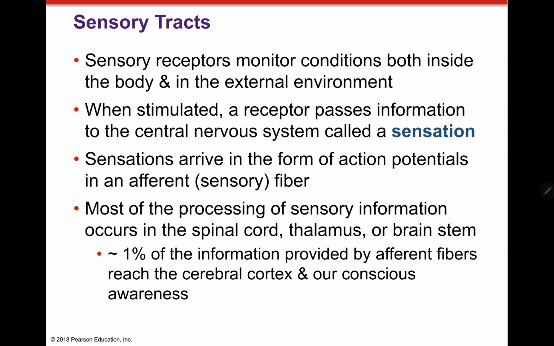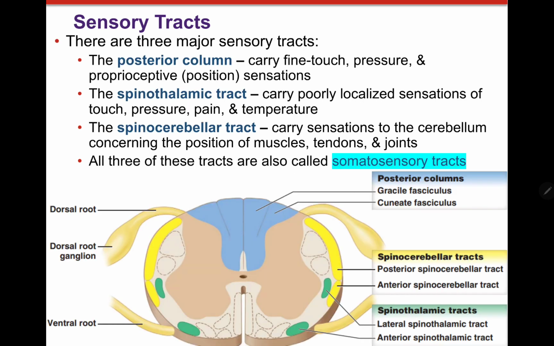When we're looking at the sensory tracts, we have sensory receptors that monitor conditions both inside the body and in the external environment. When these sensory receptors are stimulated, a receptor passes information to the central nervous system. That's called a sensation, and these sensations arrive in the form of an action potential in an afferent sensory fiber. Most of the processing of sensory information occurs in the spinal cord, the thalamus, and the brainstem. However, around 1% of the information provided by those afferent fibers is going to reach the cerebral cortex and our conscious awareness.